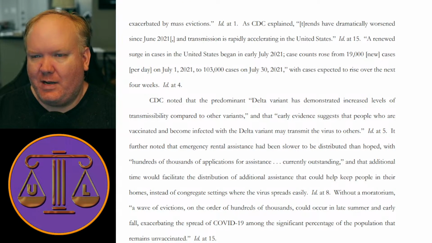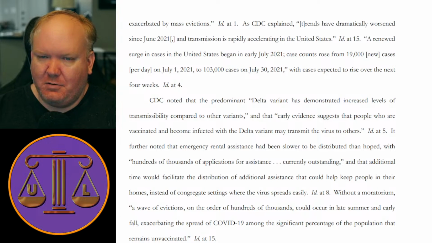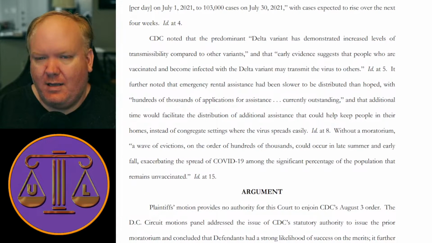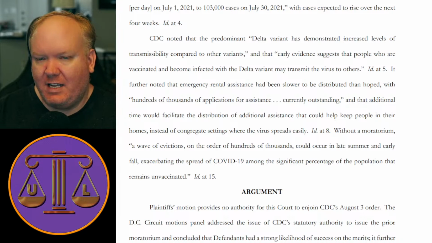As CDC has explained, trends have dramatically worsened since June 2021, and transmission is rapidly accelerating in the United States. A renewed surge in cases began in July 2021. Cases rose from 19,000 to 103,000, with cases expected to rise over the next few weeks. But that doesn't give you new authority. It just doesn't. CDC noted the predominant Delta variant has demonstrably increased transmissibility compared to other variants. And early evidence suggests people who are vaccinated and become infected with Delta may transmit the virus to others.